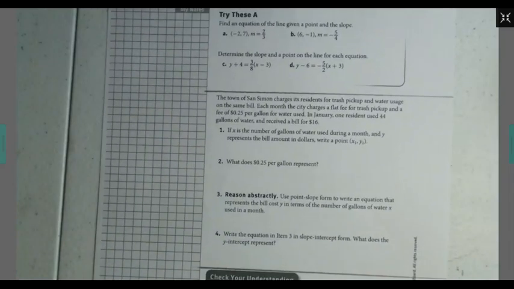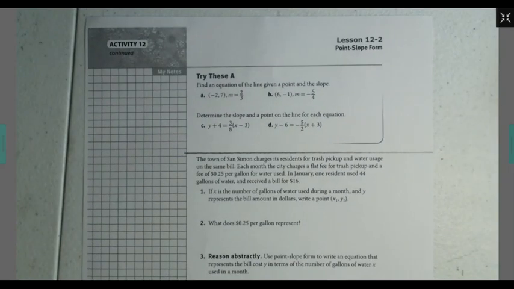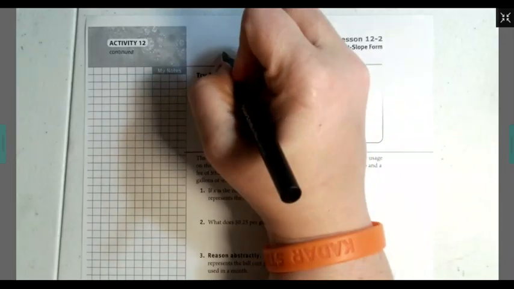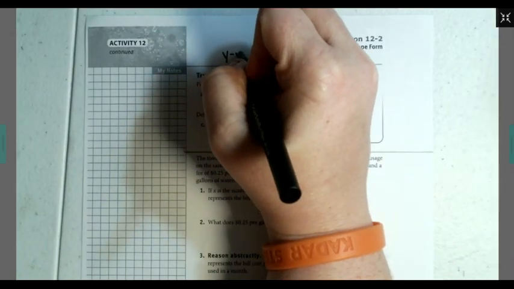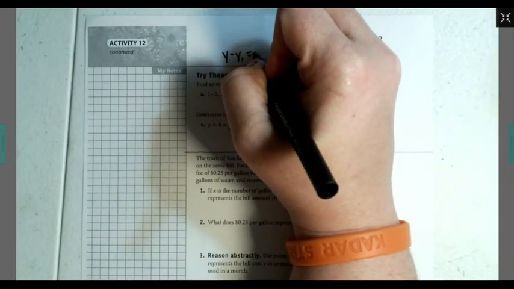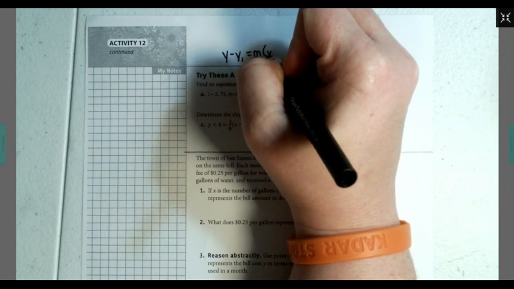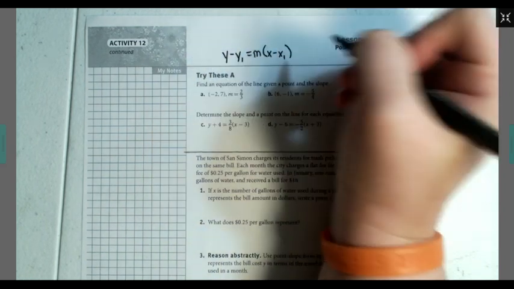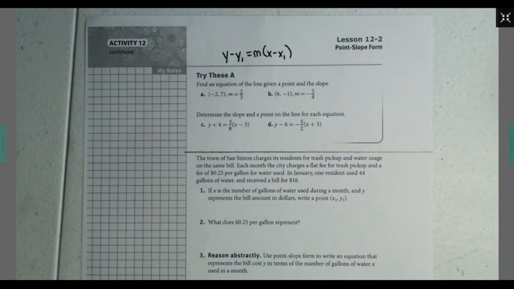On the next page, we have try these A. You're given a point and a slope, and you're asked to identify the equation of the line. Now, remember that the equation says y minus y1 equals m times x minus x1. And you're given m and x1, y1.